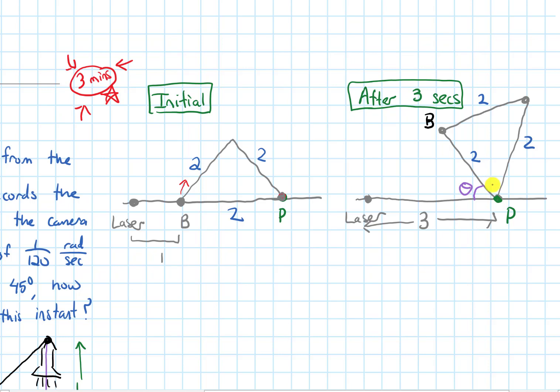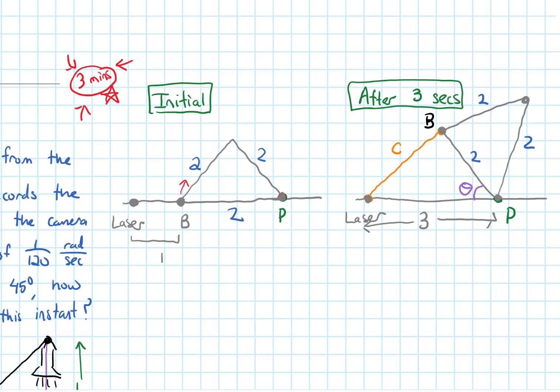As the tire rotates, that angle definitely changes. The question is asking at what rate is the distance from the laser to that back point of the tire, which is B, changing? So I'll draw a straight line connecting them. And I'm going to assign a variable to that because that length is changing and I care about it.